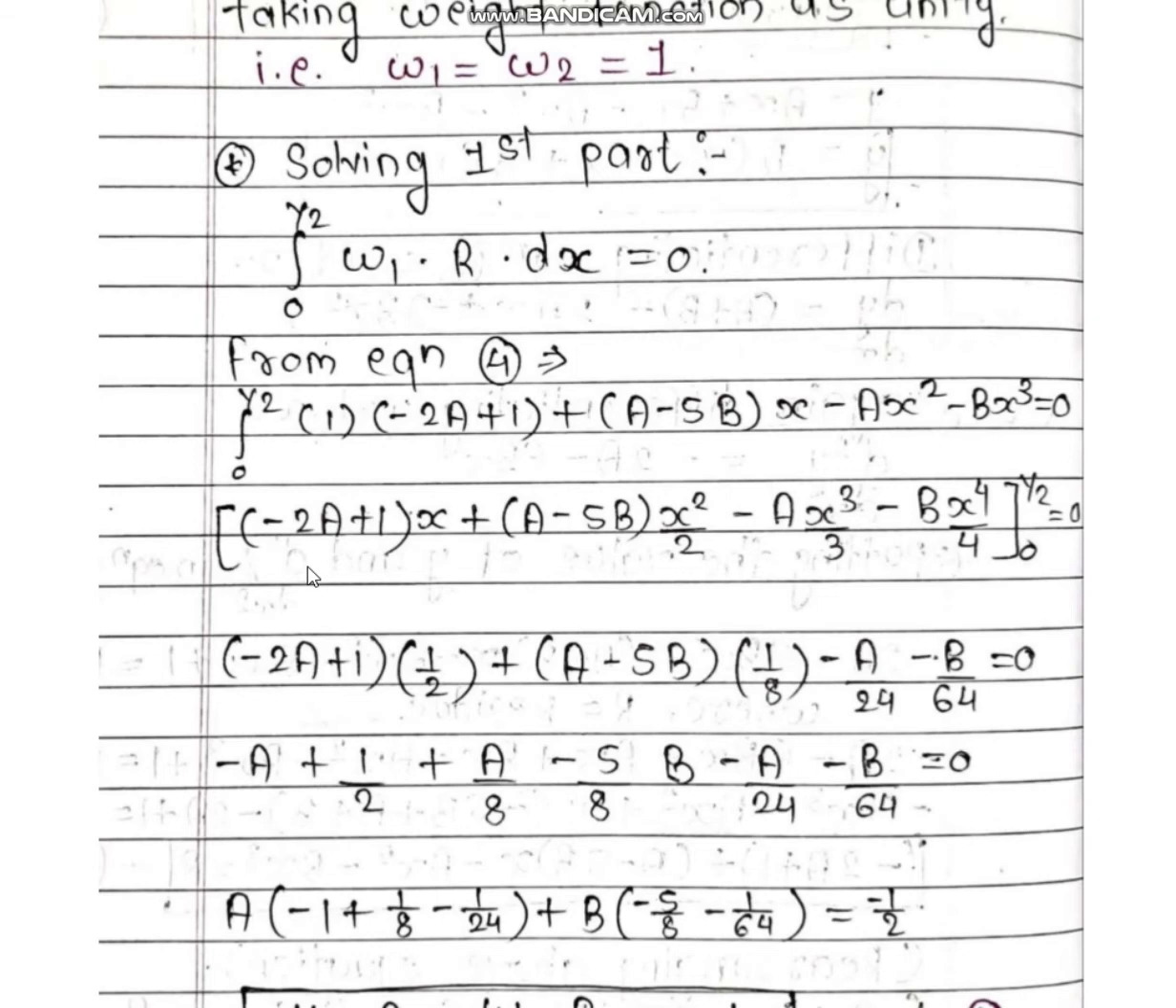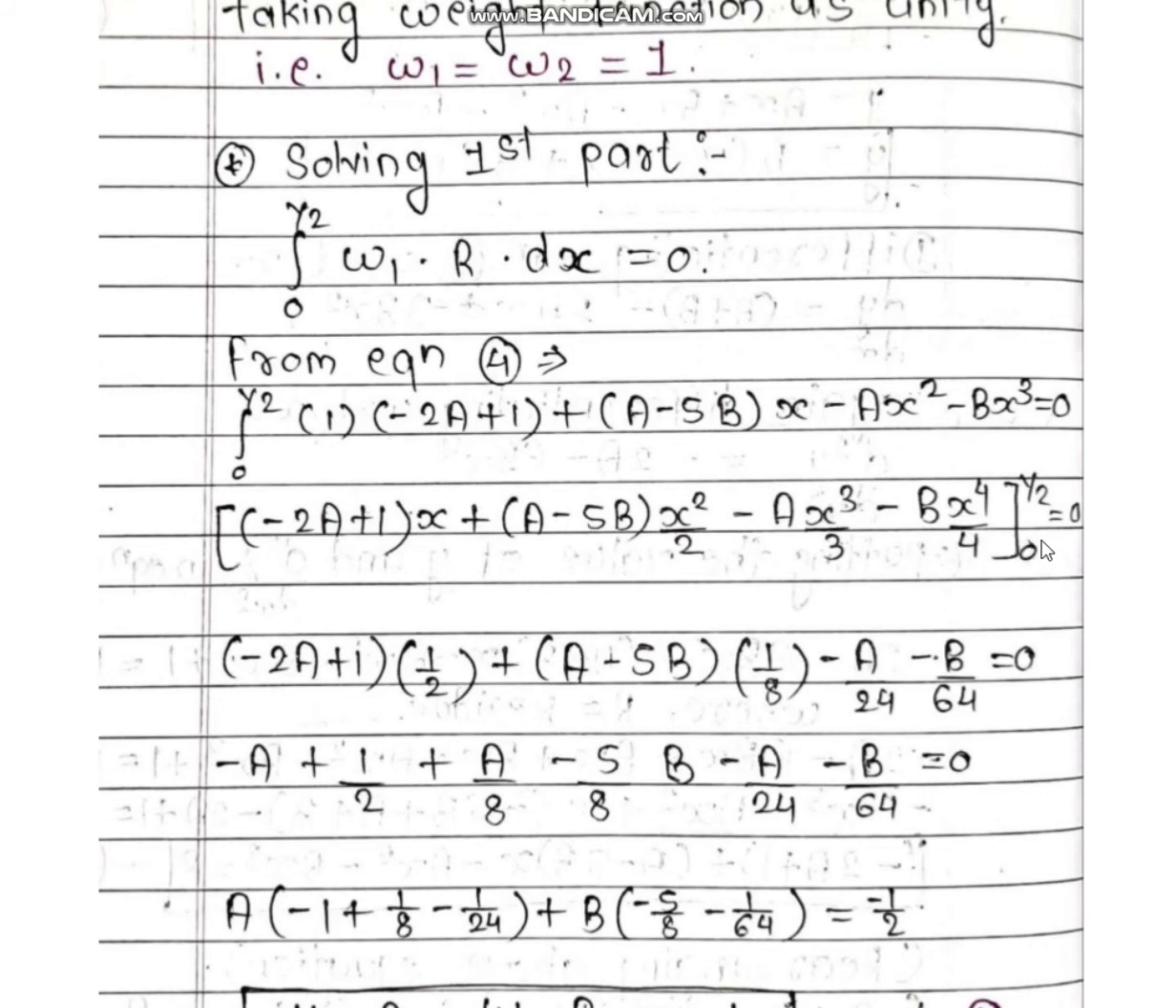So now we will integrate the equation, that is integration of minus 2a plus 1, that is constant. The integration of this term will be minus 2a plus 1 into x. The integration of a minus 5b x will be a minus 5b x square by 2. The integration of minus a x square will be minus a x cube by 3. And the integration of minus b x cube will be minus b x power 4 by 4. And we have to put the limit 0 to 1 by 2. Now we have to put 1 by 2 in place of x, then put a minus sign, and then put 0 in place of x, and then solve it.